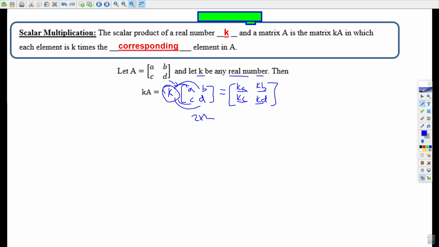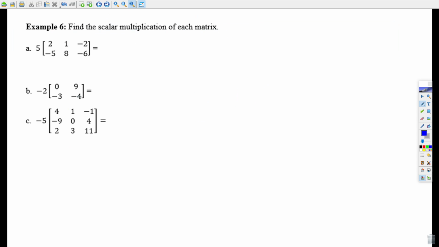So they all get multiplied by whatever's on the outside. And that's it. And then we can also do some problems where you combine multiplying a number on the outside with addition and subtraction. So let's try some where we're just going to multiply it through. Find the scalar multiplication of each matrix. So I'm multiplying everything by 5 here. It is still going to be a 2 by 3. So let's do that. 1, 2, 3. Multiply everything by 5.